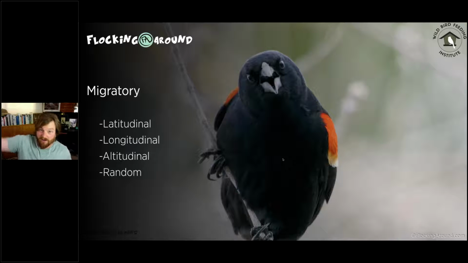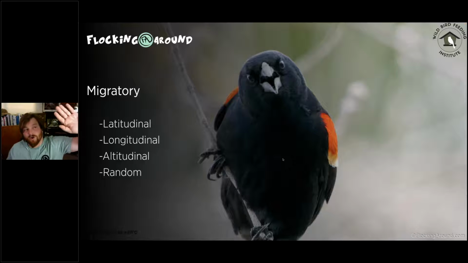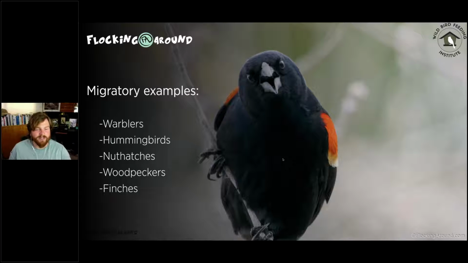But birds can migrate north to south, east to west, west to east. They can migrate up or down in altitude, elevation. So in wintertime, in harsh mountain environments, some of those birds will move down and then will move back up as those conditions improve. And then sometimes you'll just have random movements of birds that are dependent upon very specific things, usually food related. And we'll talk about that in just a moment.